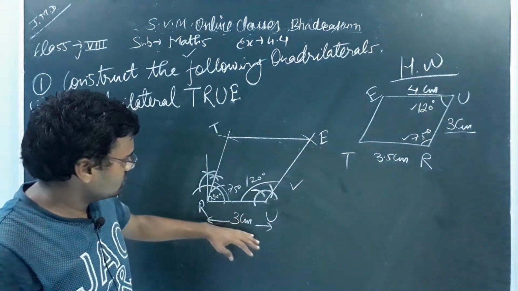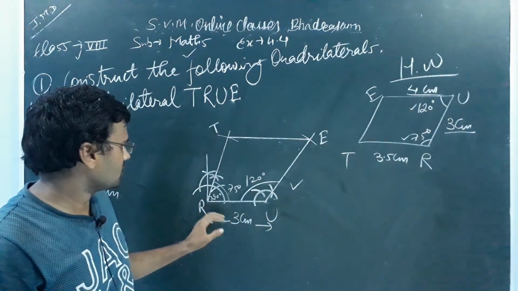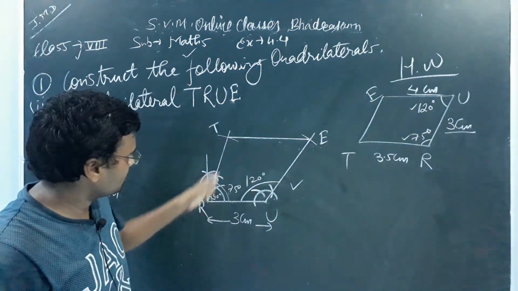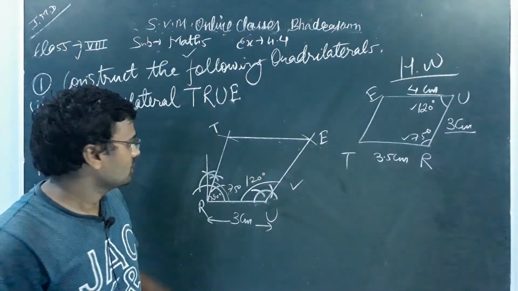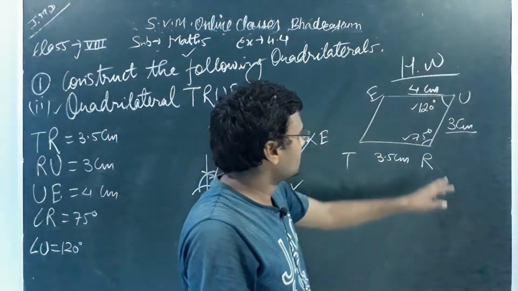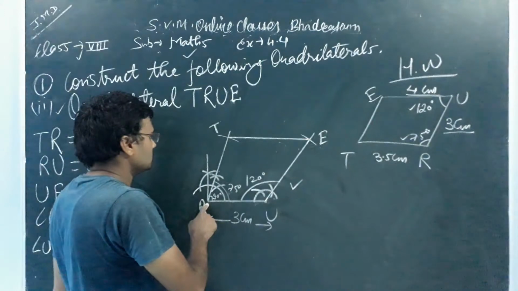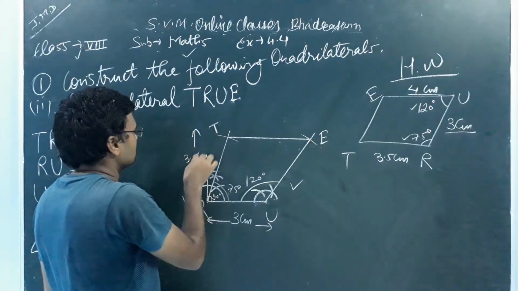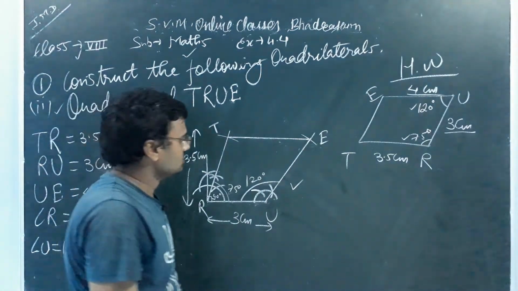So this is RU, which is of 3 centimeter, and after that at point R I have just made an angle of 75 degree, and at point U I have just made an angle of 120 degree. Okay, and after that it is clearly visible that the point T is 3.5 centimeter apart from R. So the point T I have taken 3.5 centimeter apart, and for that I have taken a distance of 3.5 centimeter in our compass, and after that I have drawn an arc. Okay, same goes for this.